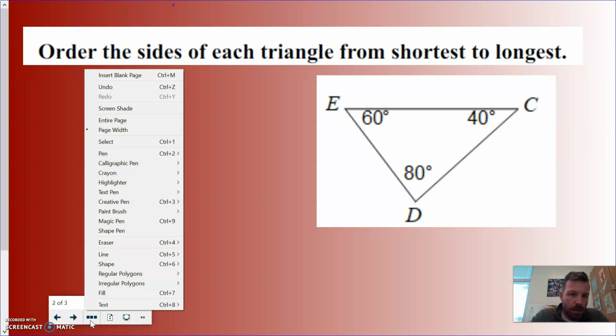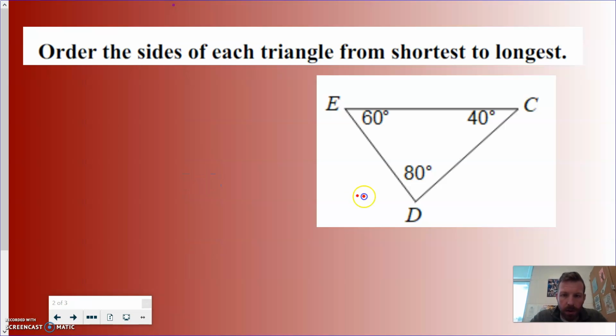So since 40 is my smallest angle, what we do then is we actually look for what's across from that. Different color. Cool. So what we want to do is look specifically at what's across from that angle. The side that's across from that angle is the smallest side. So when we order that side, we will say side or segment ED. And that's the smallest side then, okay?